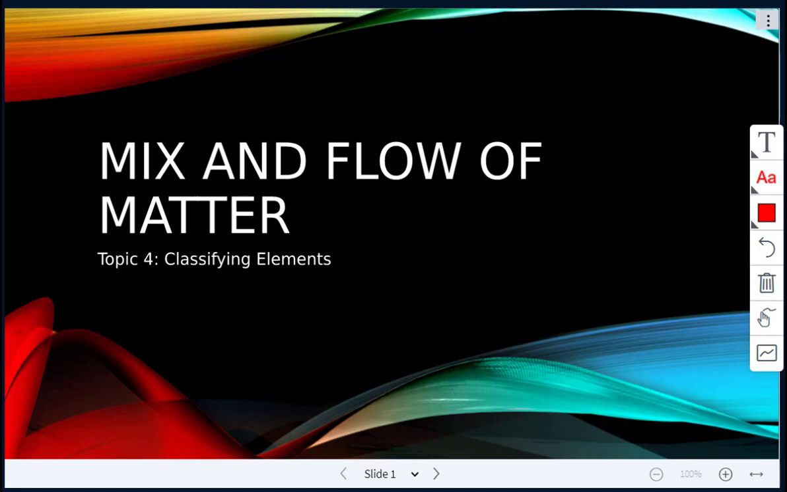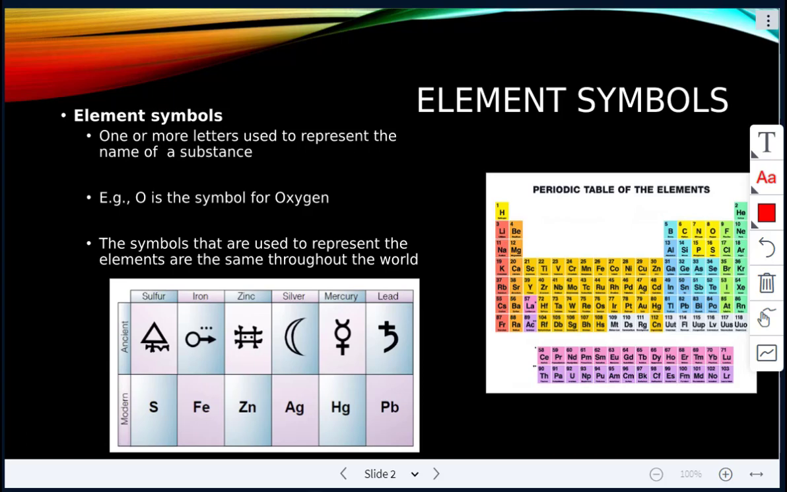All right, today's lesson is on topic 4, classifying elements in our Mix and Flow of Matter unit. We're going to start by talking about element symbols. If you look at this diagram here, you'll see the ancient symbols that were used in the past. They were like diagrams or pictures of elements. The modern method of showing elements using symbols is with letters.